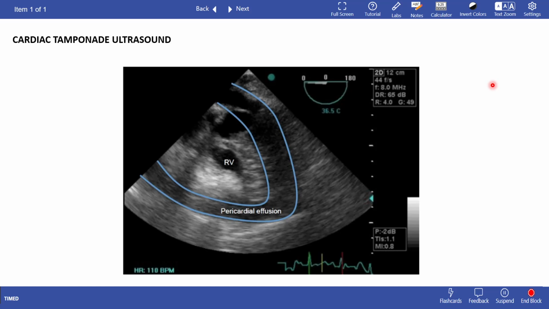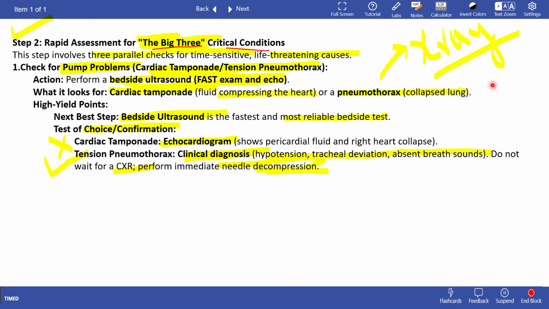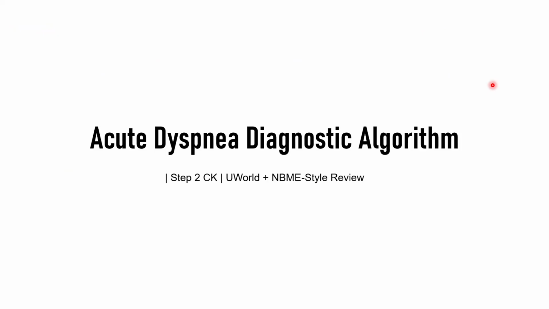It is understandable to question every step, and you should, but this is a basic overview of what you should remember for the acute dyspnea approach. So this is a slight overview. It has UWorld and NBME points incorporated in it, and I've also incorporated some Amboss points in it as well. So that's it.